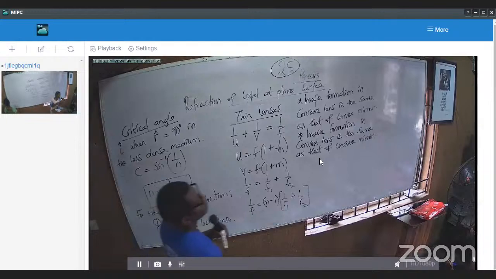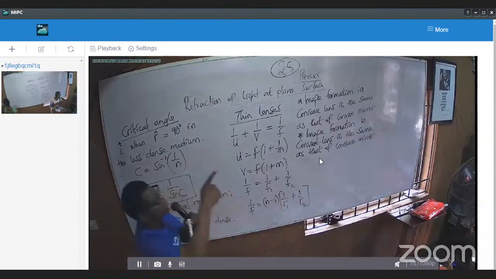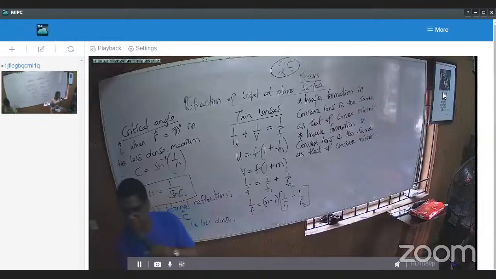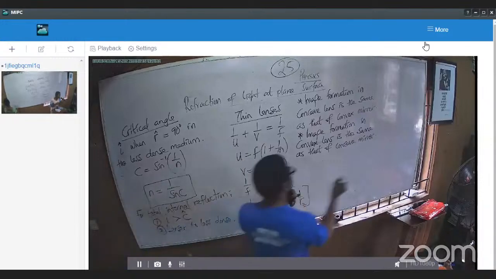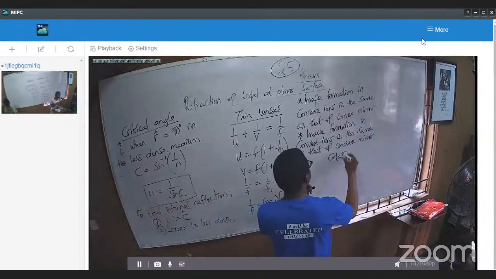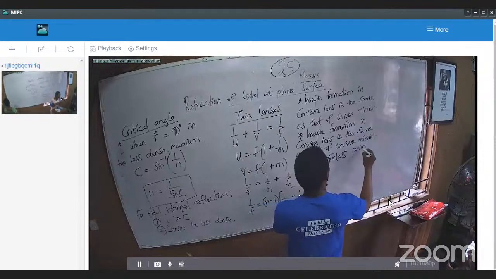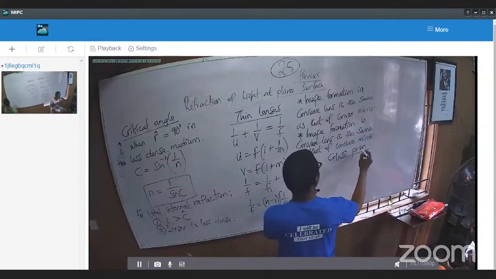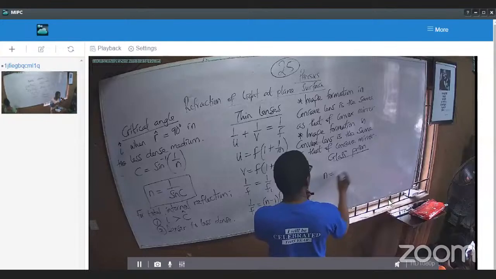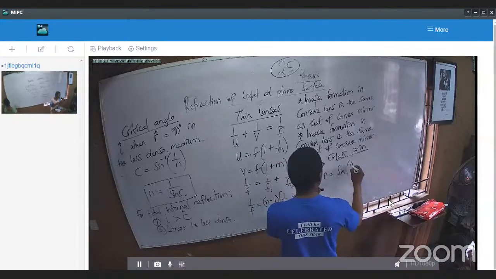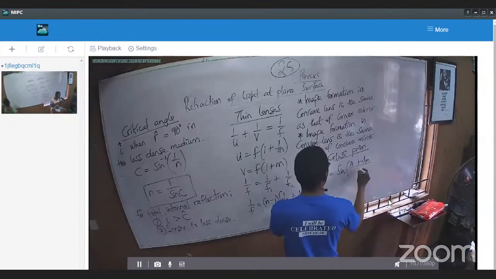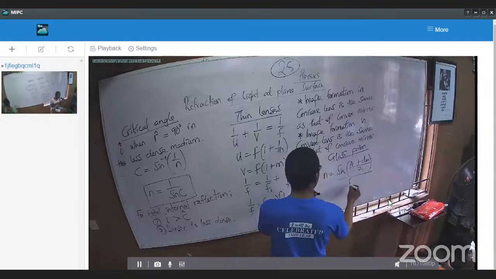Image formation in concave lens. It's the same as that. Now we don't have time for glass prism. For glass prism, we saw the point like that before too. Our n is what? Sine what? Sine of (A plus Dm) over 2, all over sine A over 2.